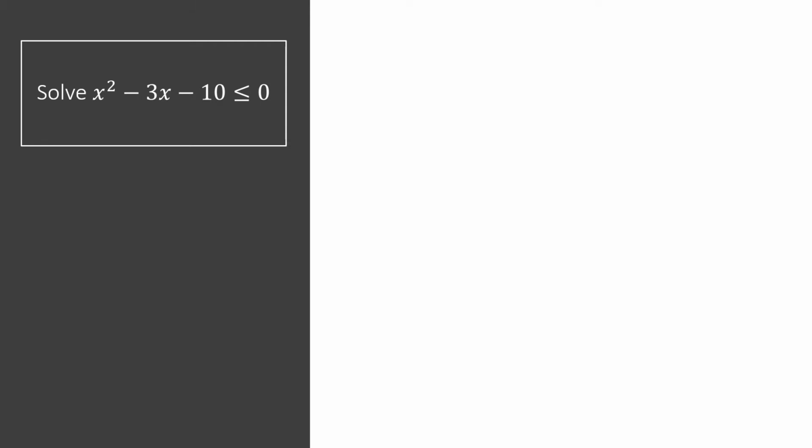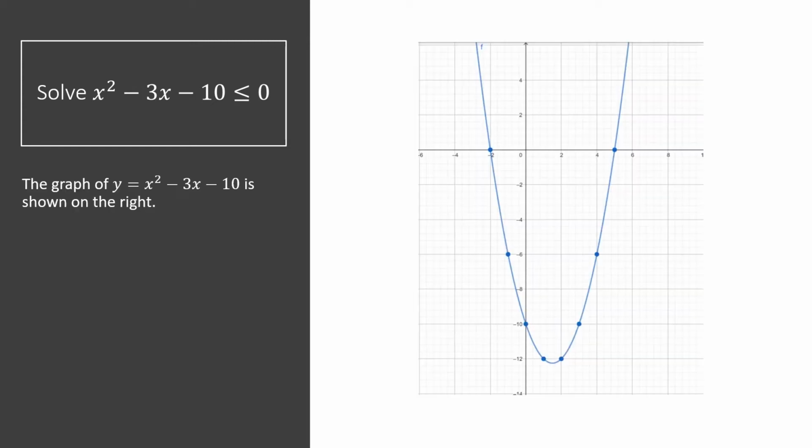Let's do this example. We're going to solve the quadratic inequality x squared minus 3x minus 10 is less than or equal to 0. The method we're going to use is a graphical method. So the first thing we're going to do is draw a graph of x squared minus 3x minus 10.